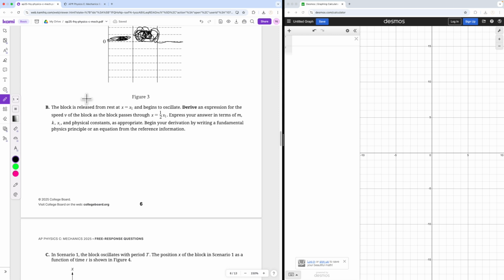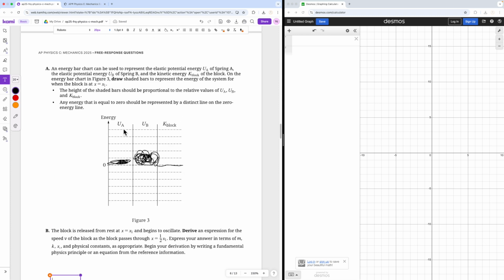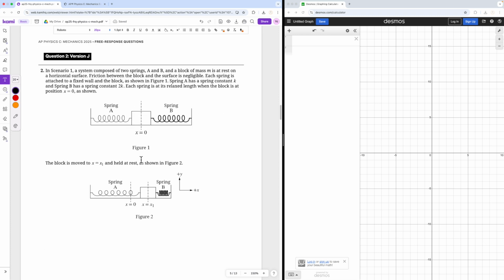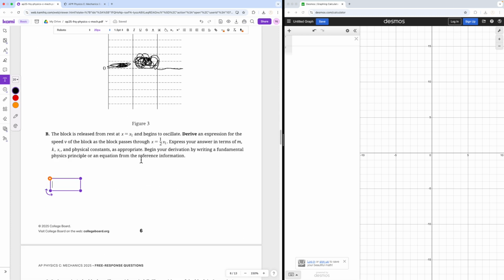Now part B. The block is released from rest at x equals x1 and begins to oscillate. Derive an expression for the speed v of the block as it passes through x equals 1/2 x1. Express your answer in terms of these variables. Now, how are we going to do this? We're going to be using conservation of energy. So what are we starting with? When we start, we have no kinetic energy, but we have some potential energy, spring potential energy.